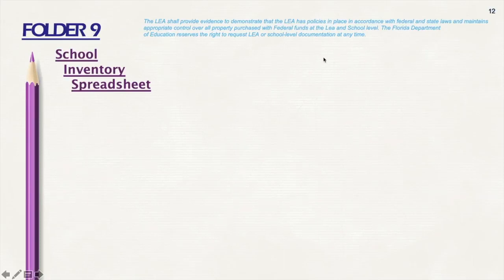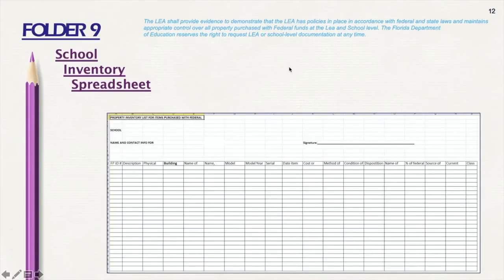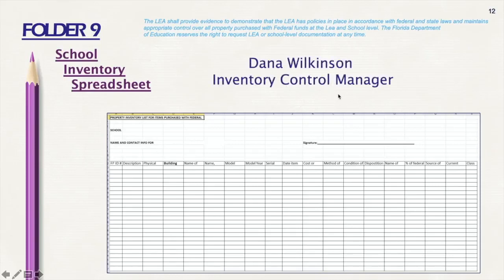You have a person designated at your school site that is the keeper of your inventory spreadsheet, and we have protocols in place and a wonderful staff member to support that. And now this is what a copy of the spreadsheet looks like. Yours will be filled in. And Dana Wilkinson is our inventory control manager, and she will speak to you on the inventory process at your school.